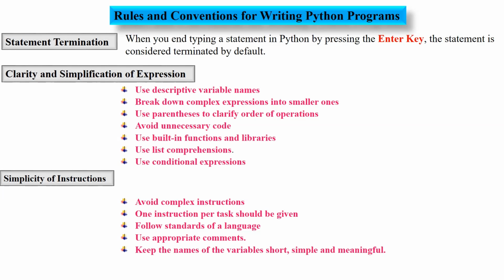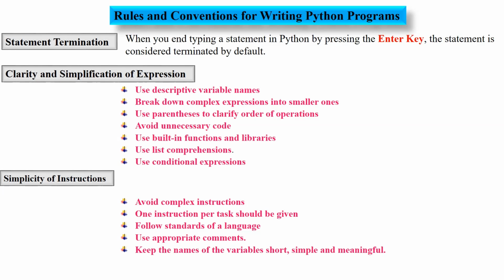Next is to avoid unnecessary code. Remove any unnecessary code that doesn't add value to your program. This can simplify your code and make it easier to read. Next is to use built-in functions and libraries. Use built-in functions and libraries whenever possible, as they are often more efficient and easier to understand than writing your own code. Next is to use list comprehensions. Use list comprehensions to simplify the creation of lists from other lists or data structures.